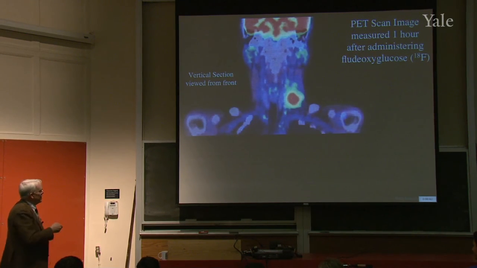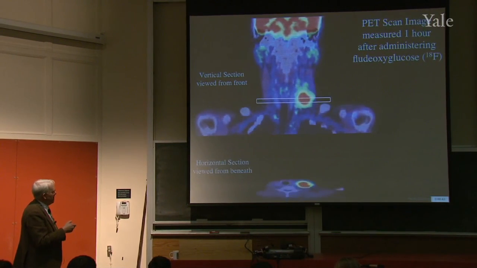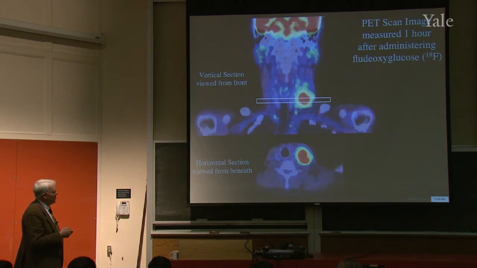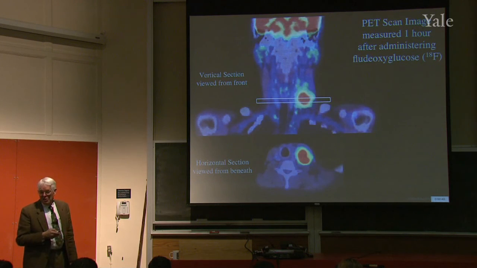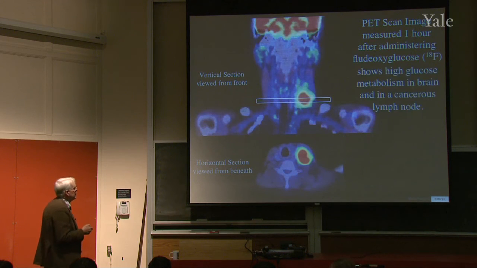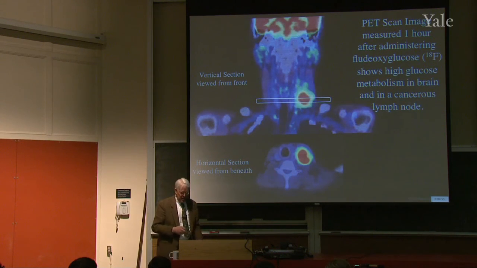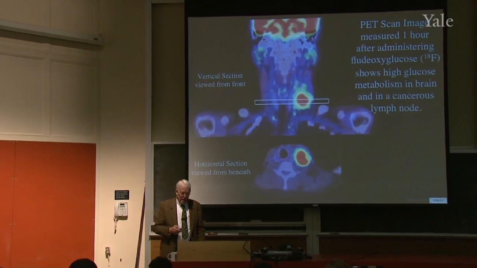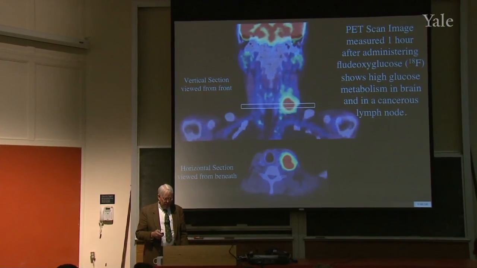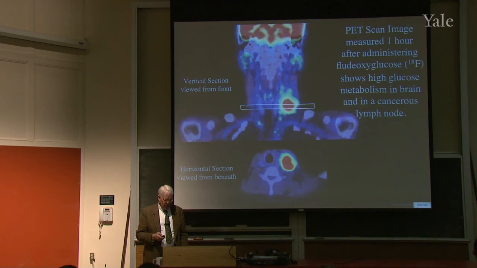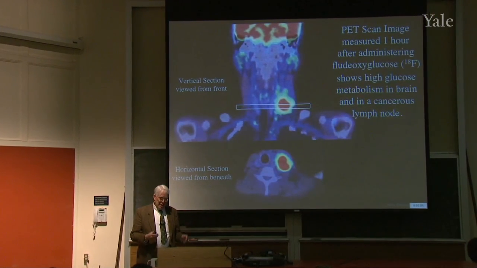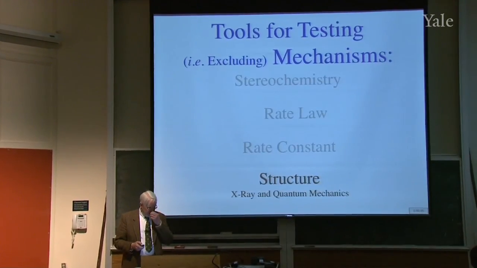But unfortunately also there. And if we slice through there and tip it up, you can see that that's the tumor that was located this way. So the metabolism was in the brain, but also in a cancerous lymph node. Okay, so understanding how nucleophilic substitution works, how to control it, was crucial in designing this technique.